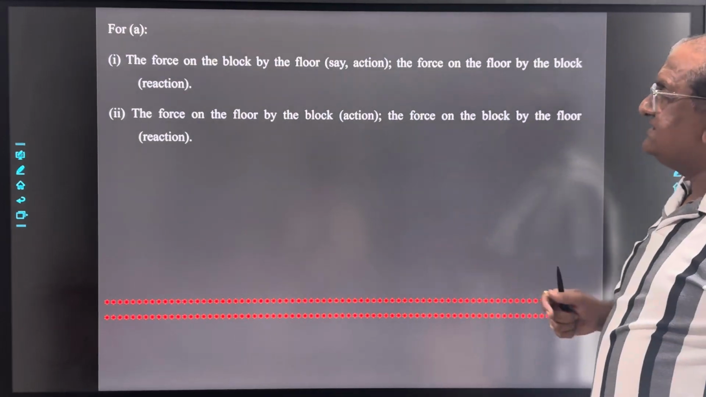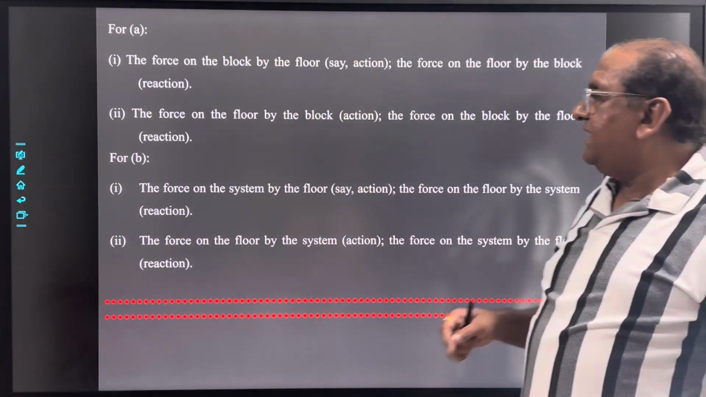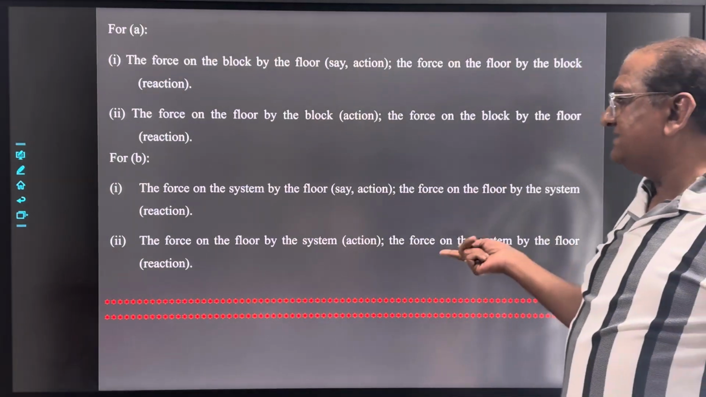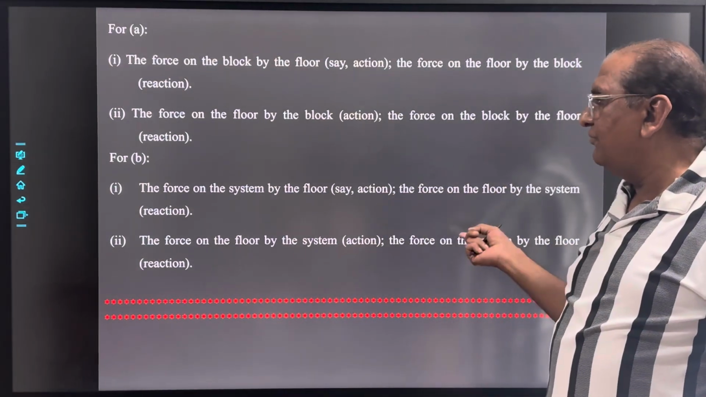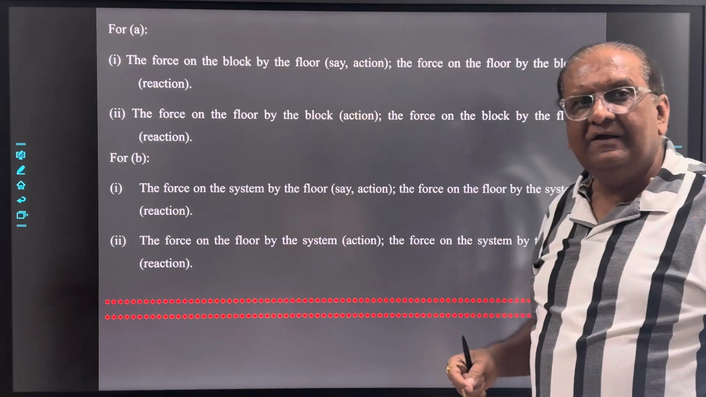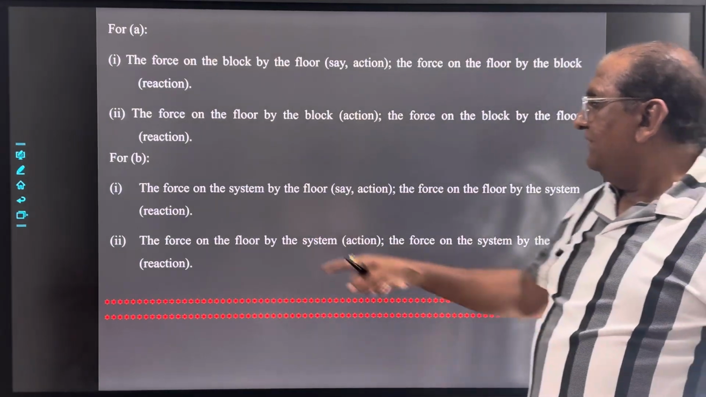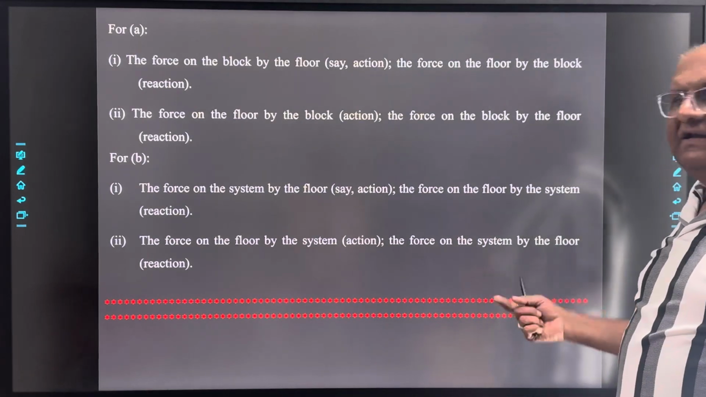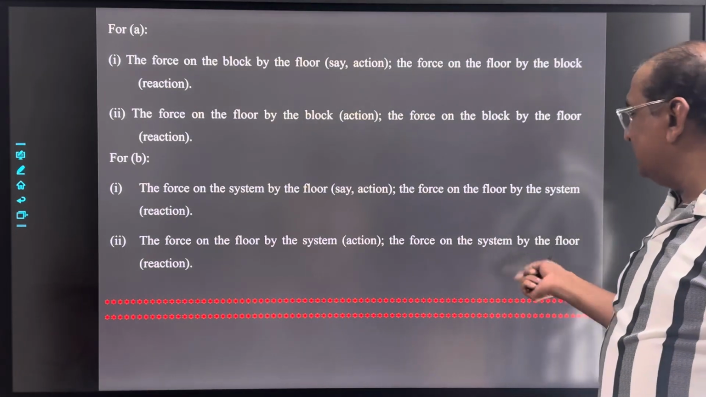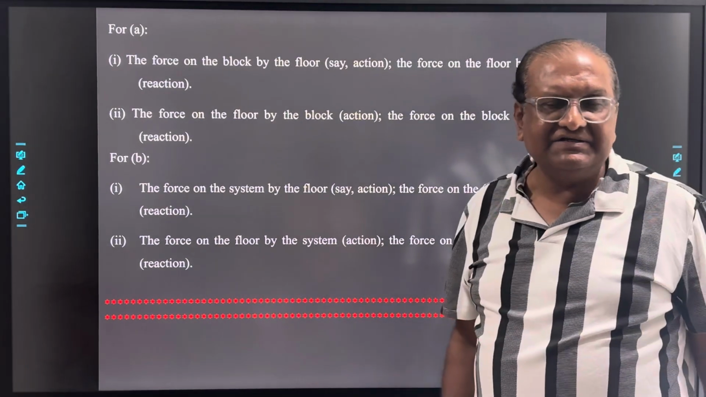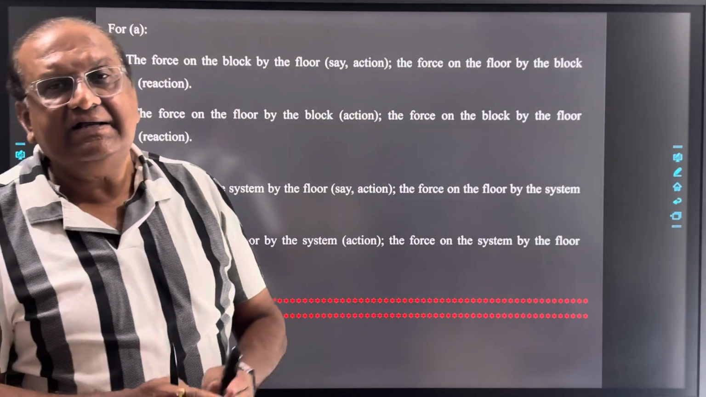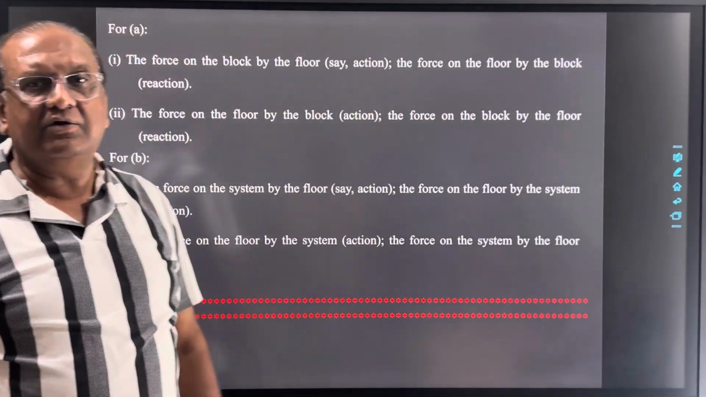So in this way we can say any one force as an action, then the other will be the reaction. In the same manner, we can take the force on the system by the floor as the action, then the force on the floor by the system is the reaction. Or we can say the force on the floor by the system is the action, then the force on the system by the floor is the reaction. So in this way we can identify the action-reaction pairs. Clear to all of you?